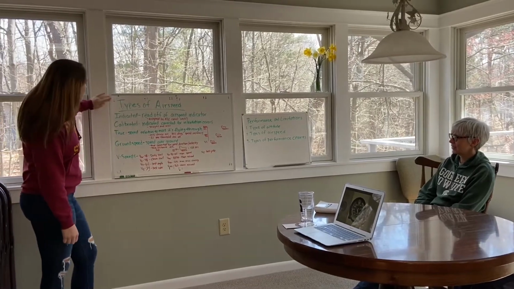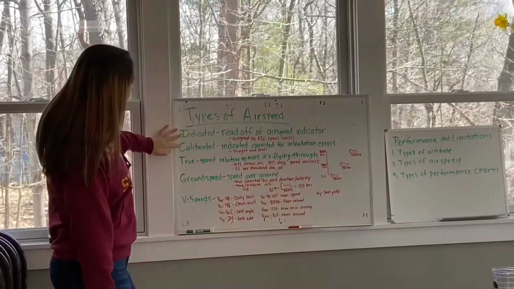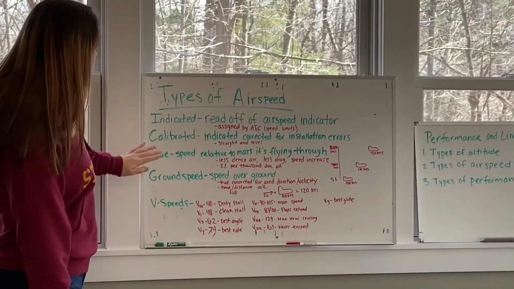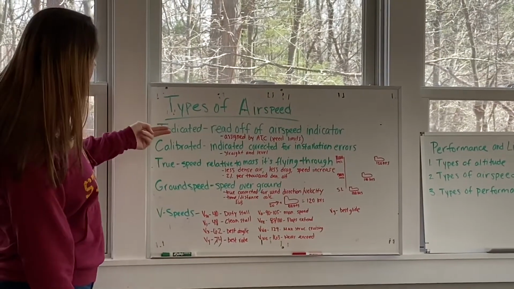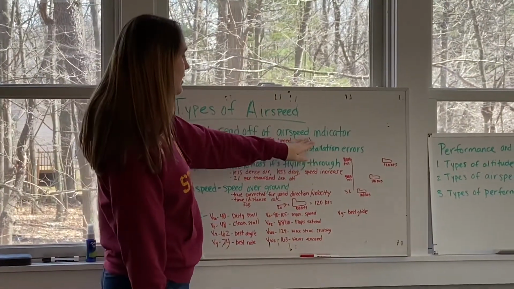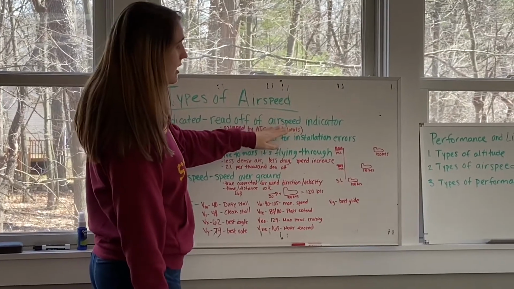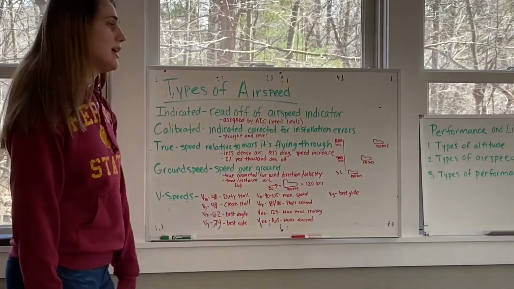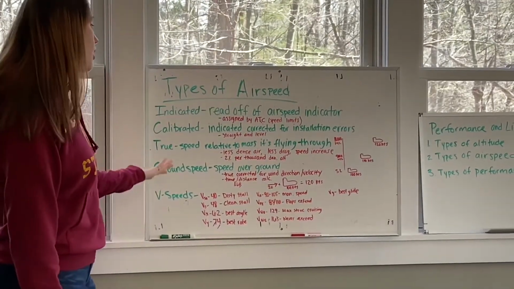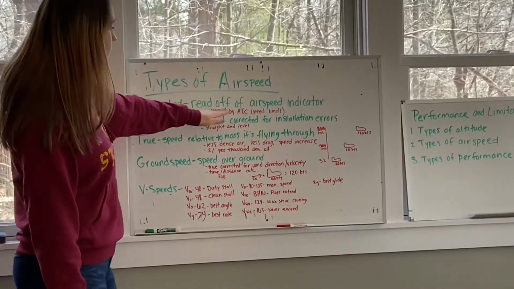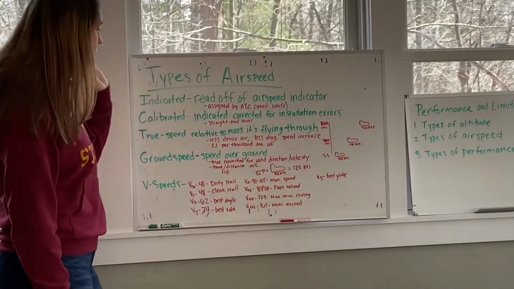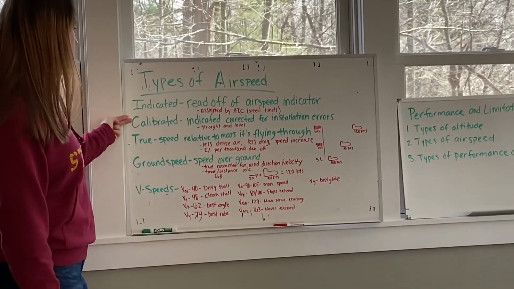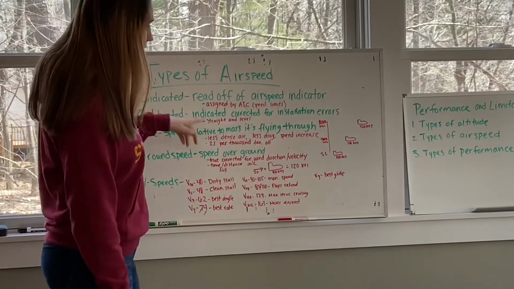Okay, so now we're jumping into types of airspeed. We have indicated, calibrated, true, ground speed, and then we're gonna cover the V speeds. So first we have indicated airspeed. Just like the altimeter, you read it off of the indicator, but in this situation, it's the airspeed indicator. Say you're flying and ATC tells you to maintain 110 knots or below, you look, and that's based off of your airspeed indicator. Next we have calibrated airspeed, which is your indicated airspeed corrected for installation errors.